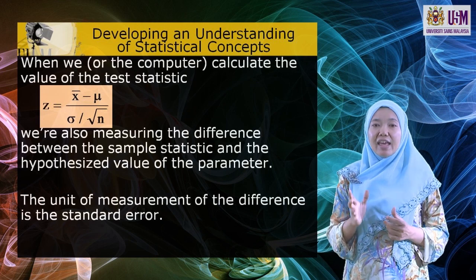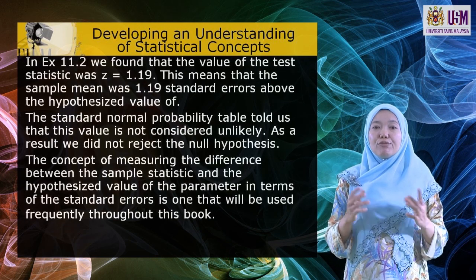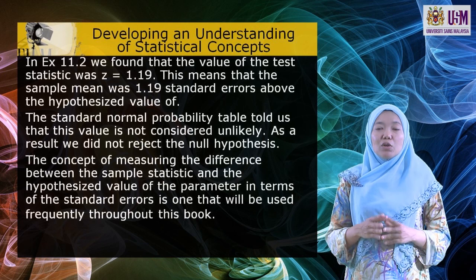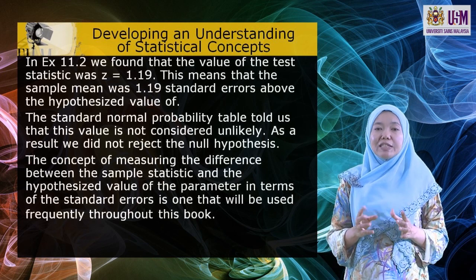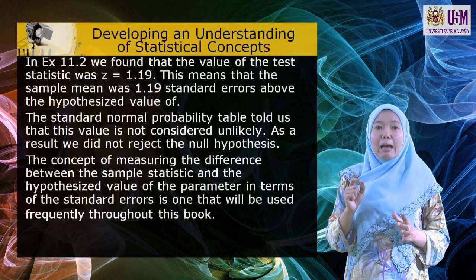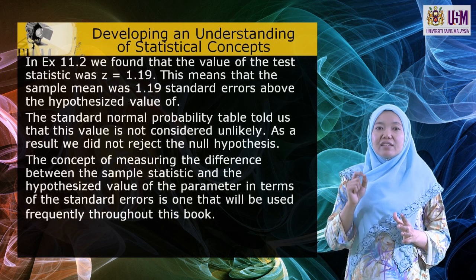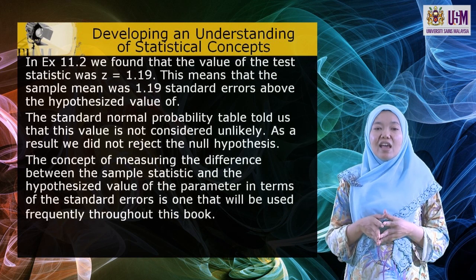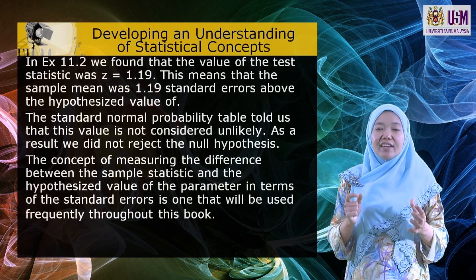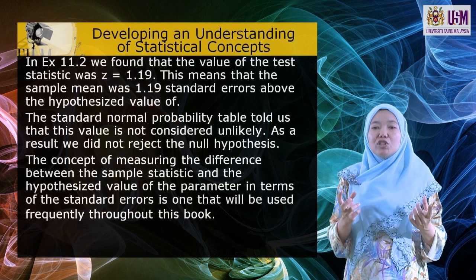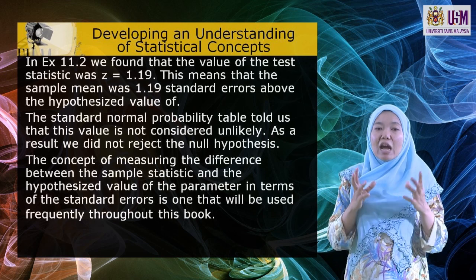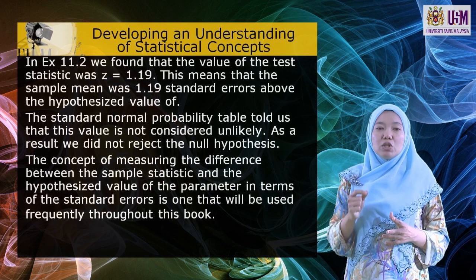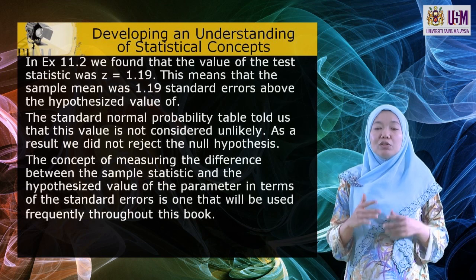In example 11.2, we found that the value of the test statistic was Z equals 1.19. This means that the sample mean was 1.19 standard errors above the hypothesized value. The standard normal probability table told us that this value is not considered unlikely. As a result, we did not reject the null hypothesis. The concept of measuring the difference between the sample statistic and the hypothesized value of the parameter in terms of the standard error is one that will be used frequently throughout this course.